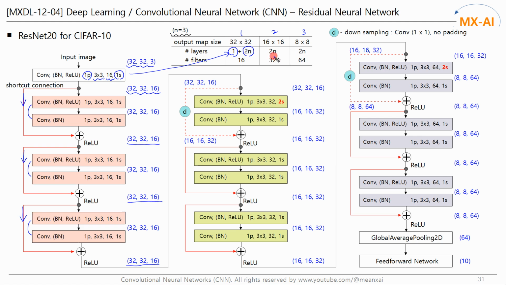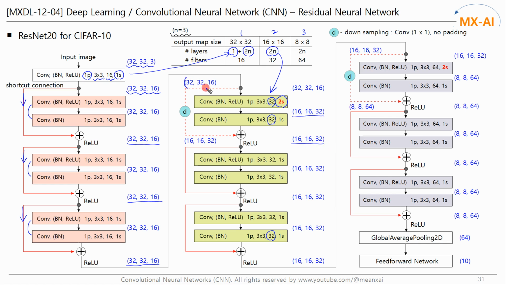Next, the second set of layers has another 2n, or 6 convolutional layers. The number of filters in each layer is 32. The first layer performs downsampling with a stride of 2. Then, the output of the first building block will be 16 by 16 by 32.